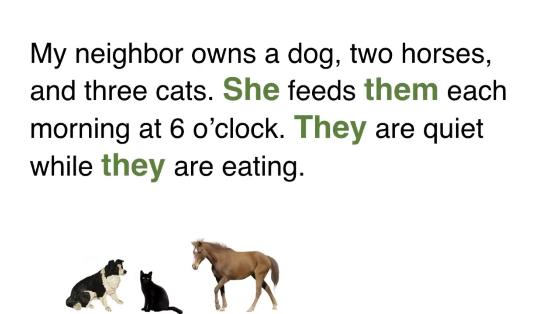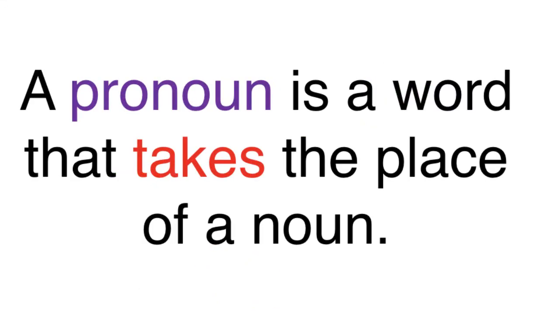So let's try this one. My neighbor owns a dog, 2 horses, and 3 cats. She feeds them each morning at 6 o'clock. They are quiet while they are eating. So let's repeat the definition of a pronoun. A pronoun is a word that takes the place of a noun. Say it with me. A pronoun is a word that takes the place of a noun.